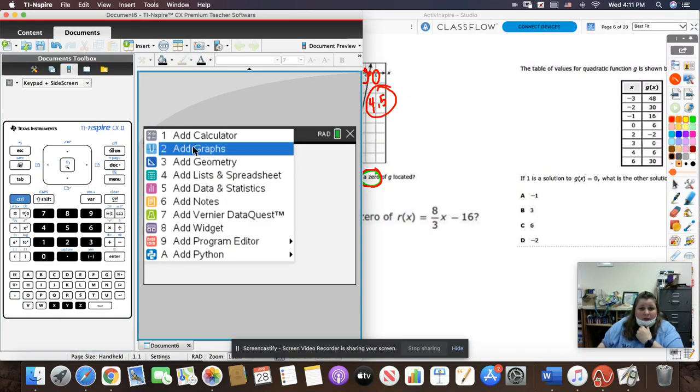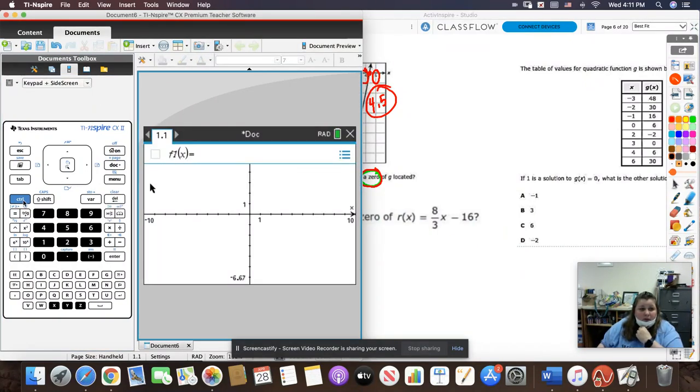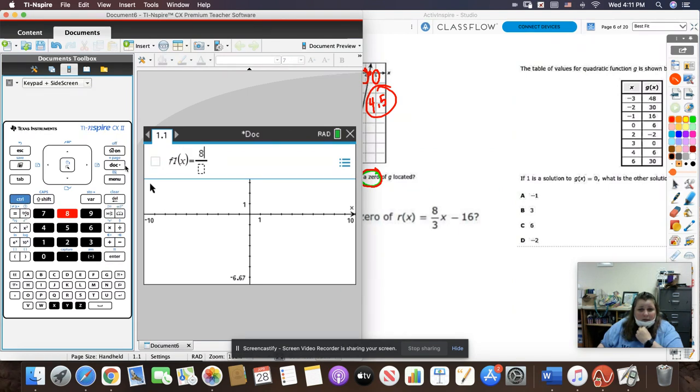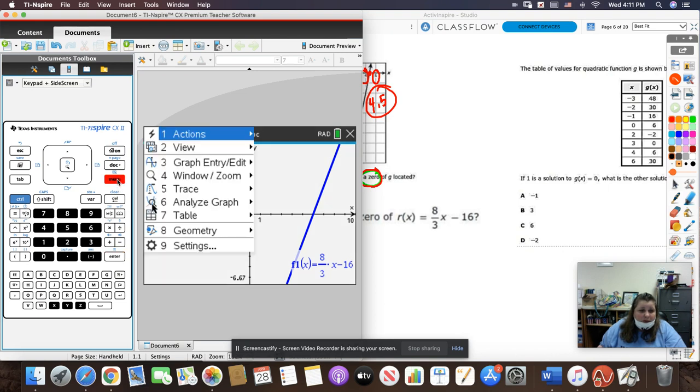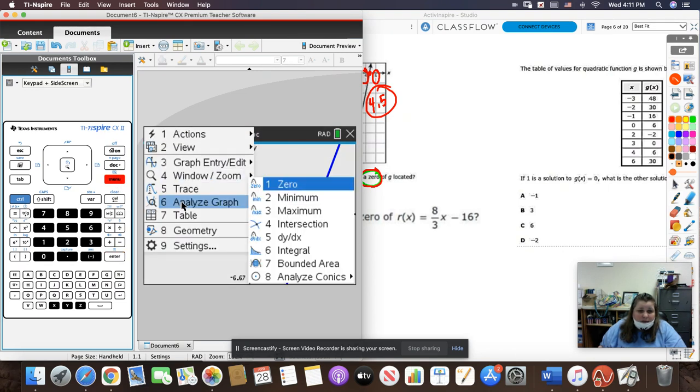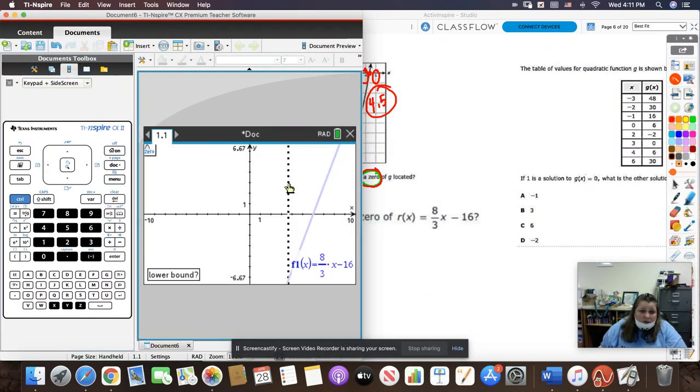Next, they gave us an equation and asked us what is the 0. So add a graph. Go type this equation in. 8, 3, x minus 16. Enter. And it's right here where it crosses. Now, the calculator will find this exact value too. It's under Menu, Analyze, and notice the first one is 0. So if you're looking for the x-intercept, it's also called this.